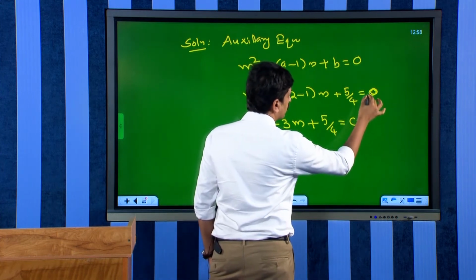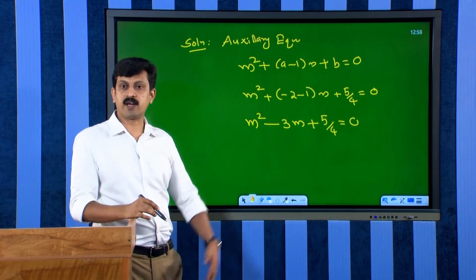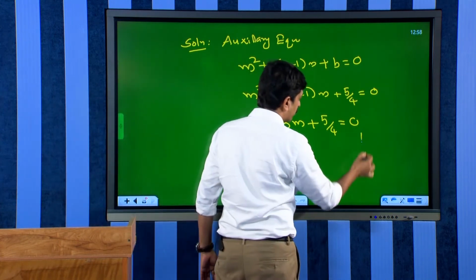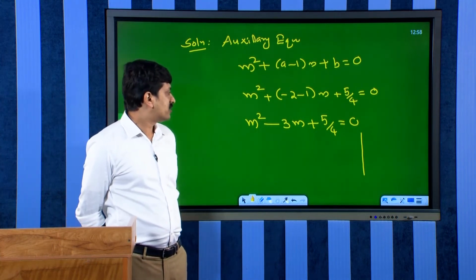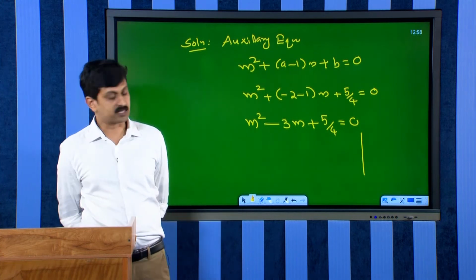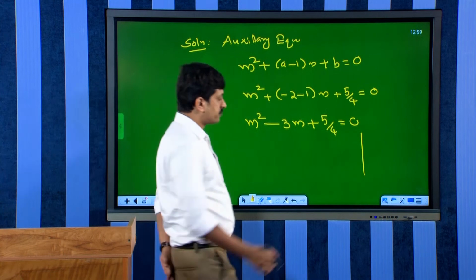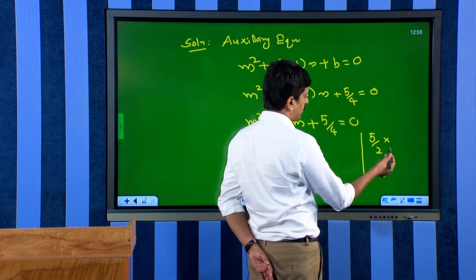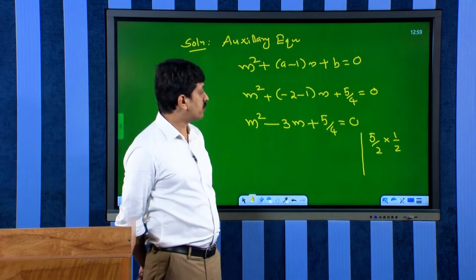So, we have to find two values which, when multiplied, give 5 by 4, and when added, give 3. See, think about such kind of two values. Think about 5 by 2 and 1 by 2. 5 by 2 and 1 by 2 are two values.